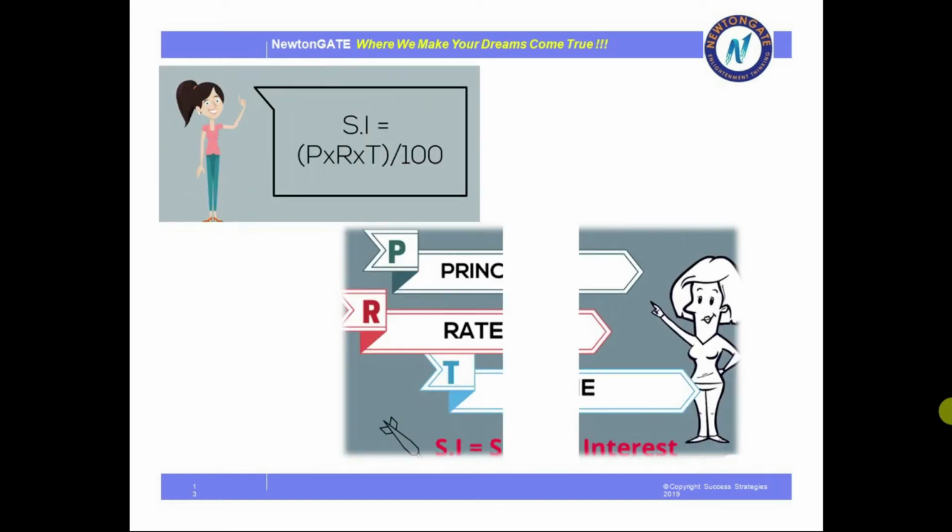So, with that, we come to the formula for SI, that is P into R into T divided by 100, where P stands for principal, R for rate and T for time. Together, they form SI, which is simple interest.